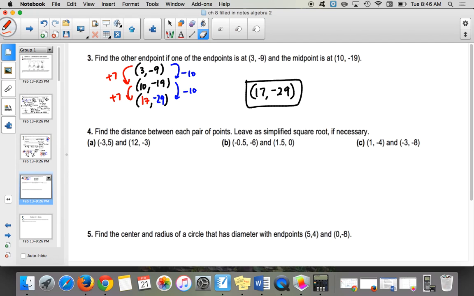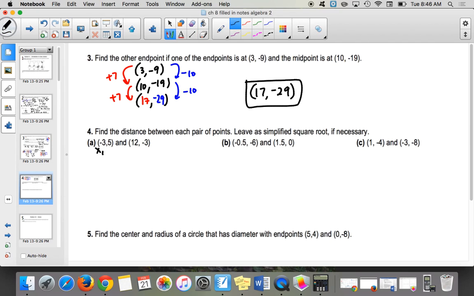All right, so distance formula. So it says find the distance between each pair of points. Leave as a simplified square root if necessary. So if you get something like the square root of 8, right, we're not going to leave it as square root of 8. We're going to simplify that square root and write 2 root 2, right? Remember how we simplify square roots?